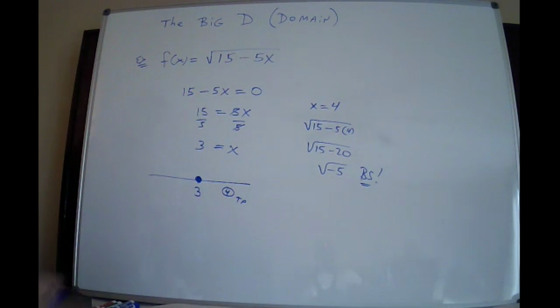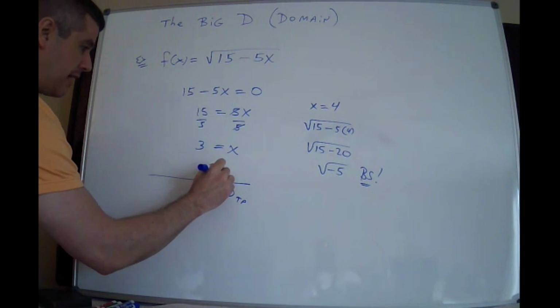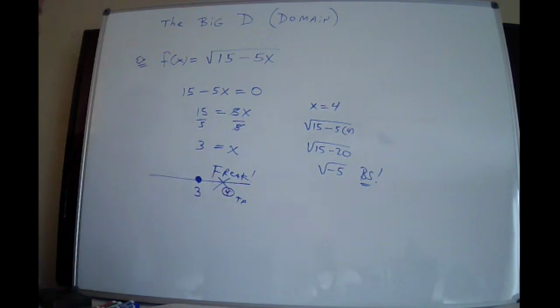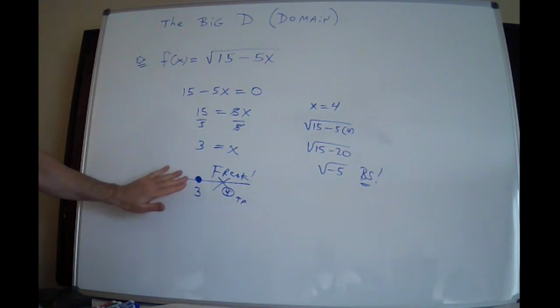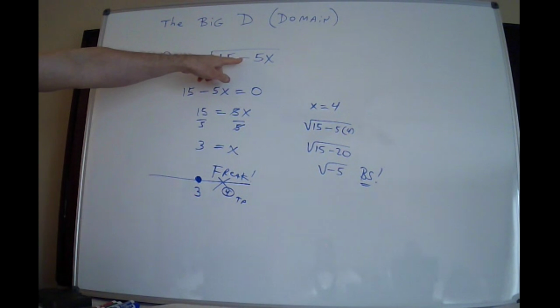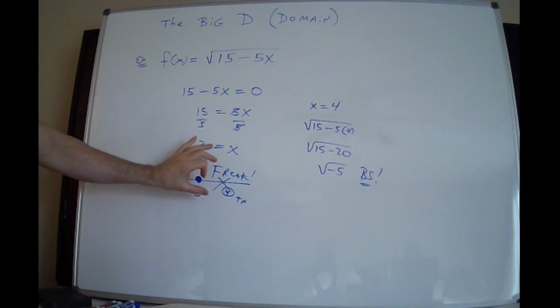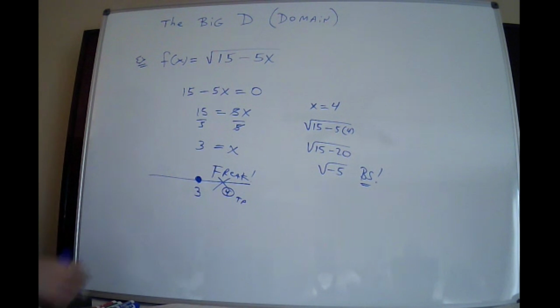So that means that 4 is a freak. That means that everyone on its side is a freak. These numbers don't work, any of them. Any number bigger than 3 that you plug in is going to give you a negative inside, and hence undefined. This doesn't work. All those numbers are freak.